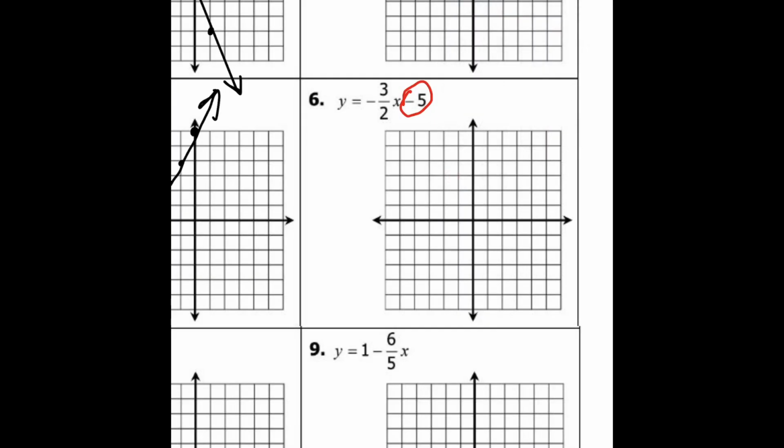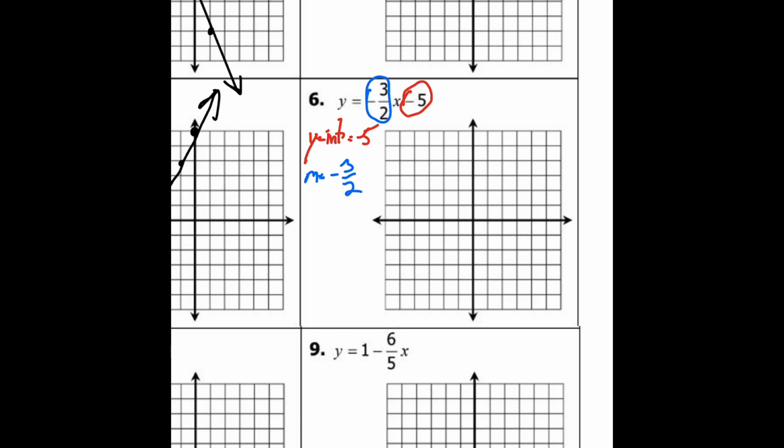All right, here we go. Back to this one. We are labeling our y-intercept and our slope. Our y-intercept here is -5. Our slope is -3 over 2.